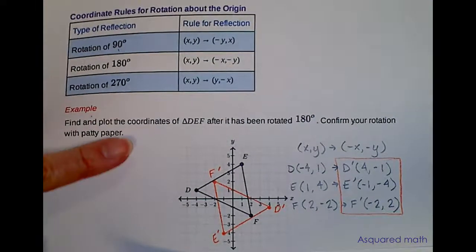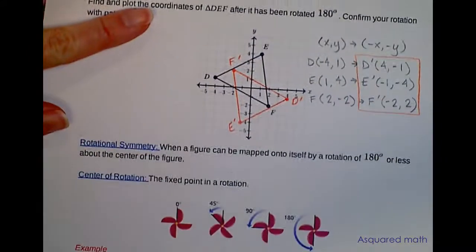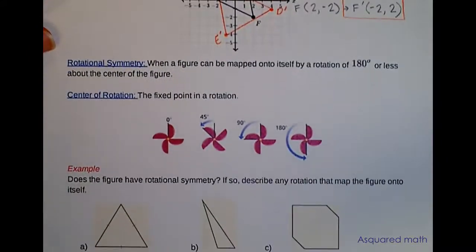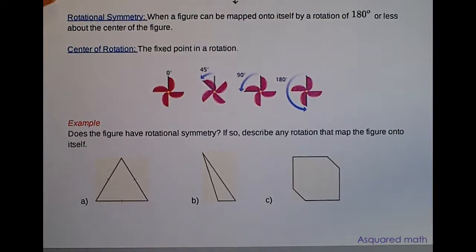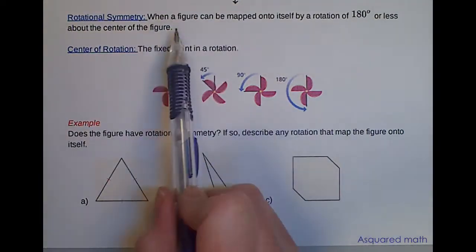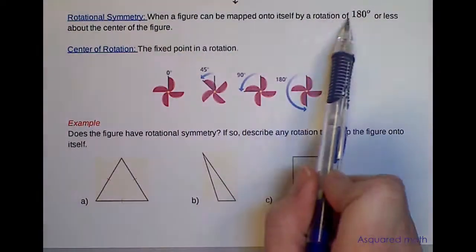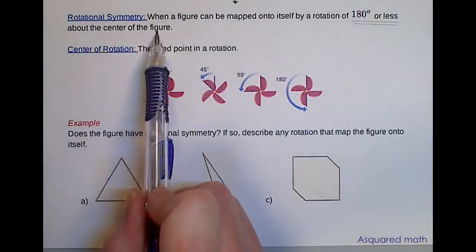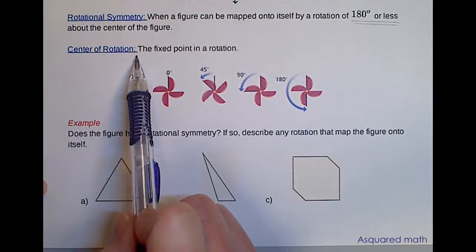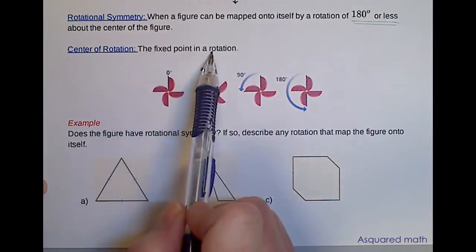The last bit of information that this section covers is rotational symmetry. So we're talking about rotation, and when we talk symmetry, that means we have a reflection of the exact same thing, but in this case we're rotating it. When a figure can be mapped onto itself by a rotation of 180 degrees or less about the center of the figure, and then the center of the rotation is the fixed point in a rotation.